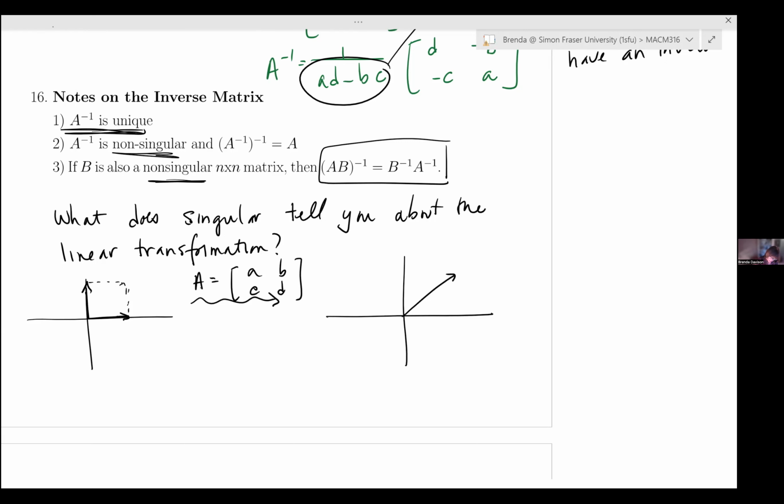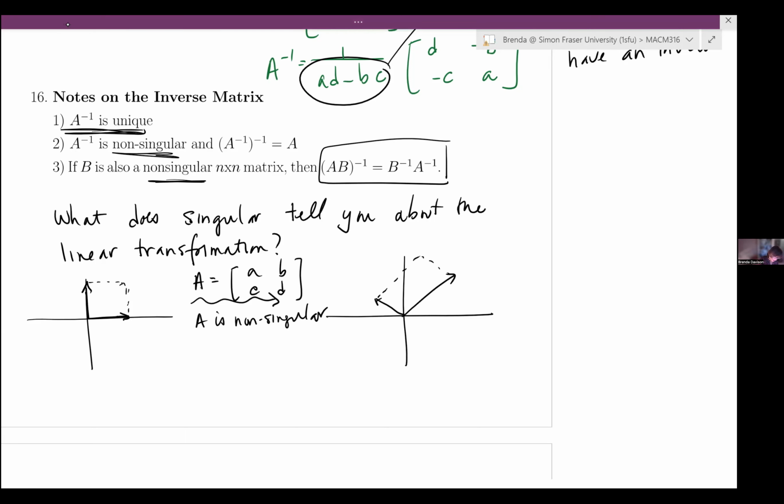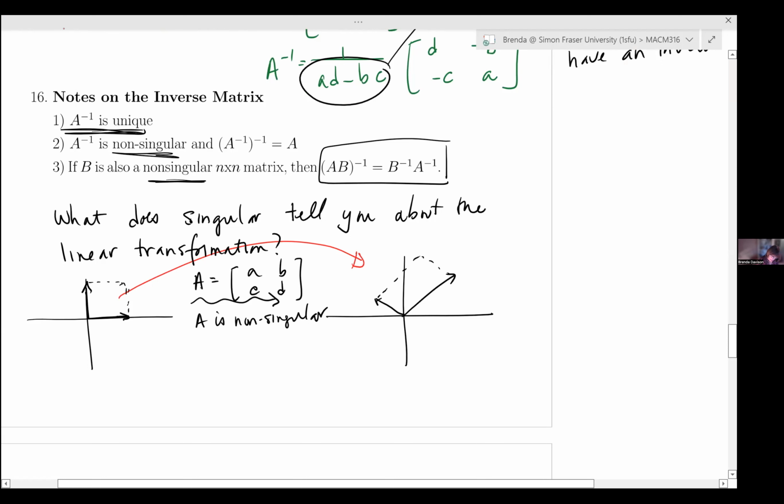Something will happen. We don't know unless we know the numbers A, B, C, and D, but this will maybe look like this afterwards. And that was a linear transformation. So that is a typical situation, where A is non-singular. It has an inverse. By multiplying by A, all of our vectors get transformed and they look like that. And then if we want to go backwards, we would multiply by the inverse.